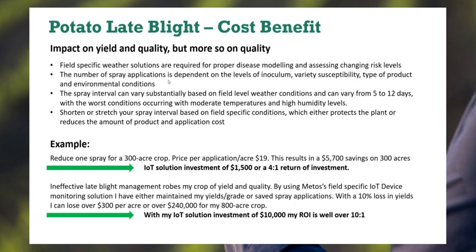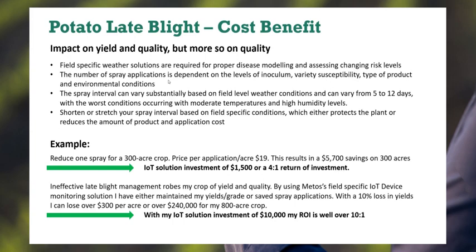So reducing one spray on a 300 acre crop, if it's $19 per application product, that's $5,700 of savings on a 300 acre crop. So if I spent $1,500 on my investment, it's still a 4-to-1 return on my investment. If you look at it another way, if it's robbing the crop in terms of yield and quality, you may have a larger field, and I'm going to lose 10% yields on my field on $300 per acre. Well, then we're talking about over an 800 acre crop of potatoes, $240,000 lost income.